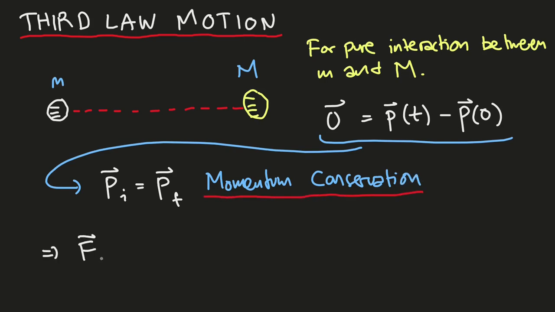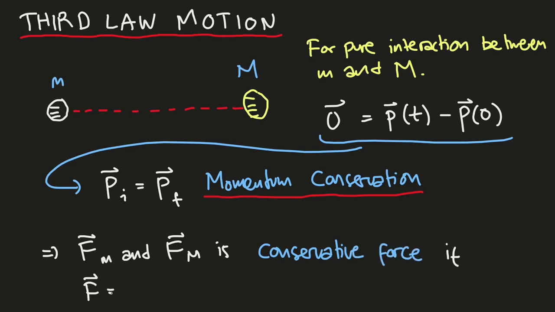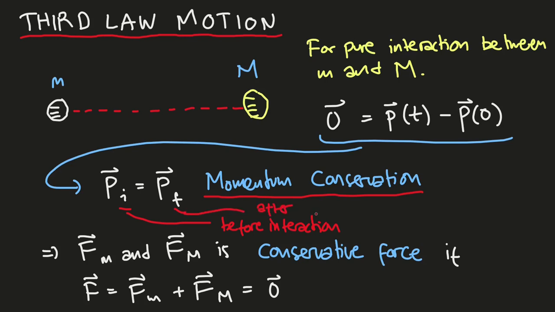And then we have an interesting concept: F vector m and F vector M capital are conservative forces if the total force, F vector m plus F vector M capital, is equal to the 0 vector, which in the momentum conservation equation I denoted before, i for before interaction and f for after interaction. In this definition, the interaction may be collision, electromagnetic, gravity, and so on. So that's how the third law of motion tells you about motion.